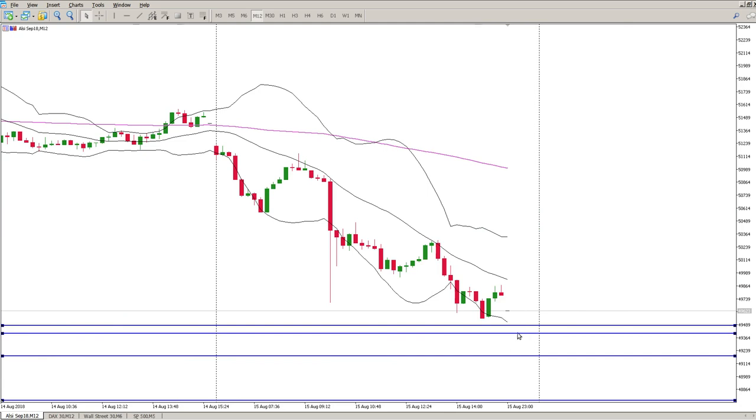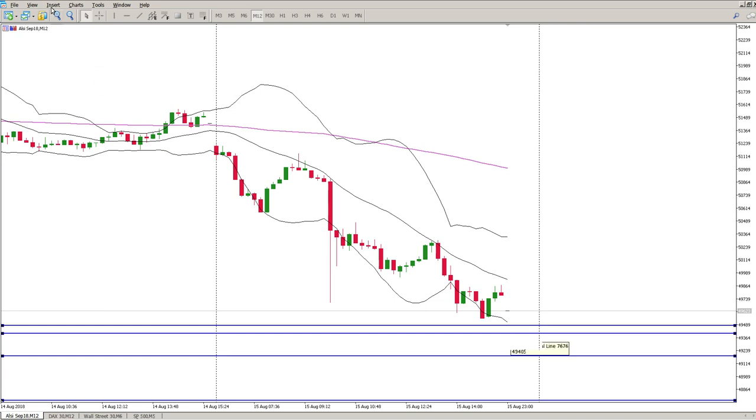I'm looking for us to find some support somewhere in this 49,400 area, and watch price action on the 12-minute, looking for either pin bars like this, engulfing like this, and or an inside bar like this, red inside green. So I was looking for one of those patterns to take place, and ideally I'd like to see a double bottom in actual fact. So I'd like to see us come back down, test this area, and then start moving up.